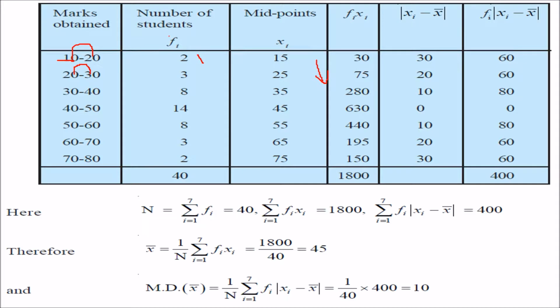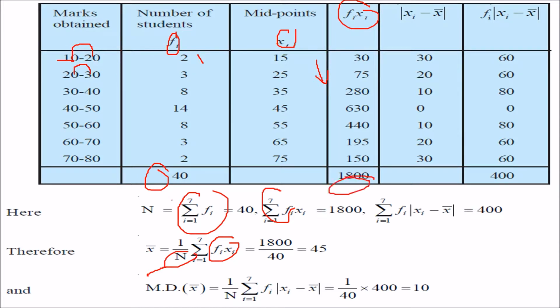So fi xi means this column multiplied by this column. You get fi xi. Then xi minus x bar. X bar, how are you going to get it? You already had this capital N, that is sigma fi, 40. You have sigma fi xi, that is 1800, and you also have x bar as sigma fi xi by N, that is 1800 by 40. So this is 45.